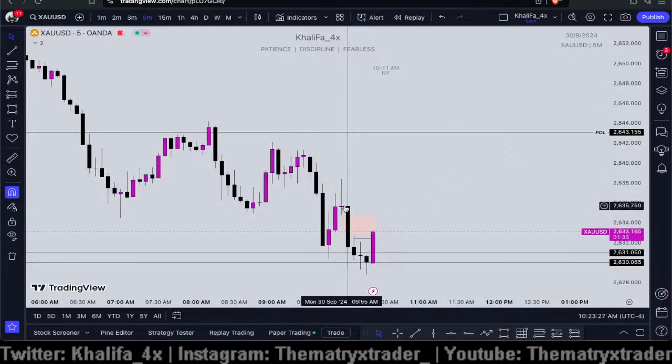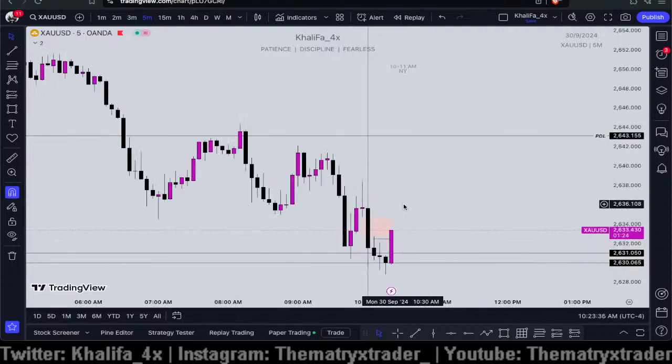Now if it closes above this candle, not the wick but above the candle, this should be considered as our breaker block, and we can look for buys as well.